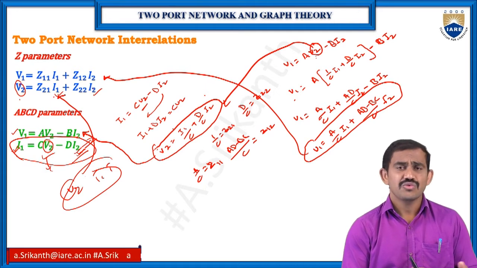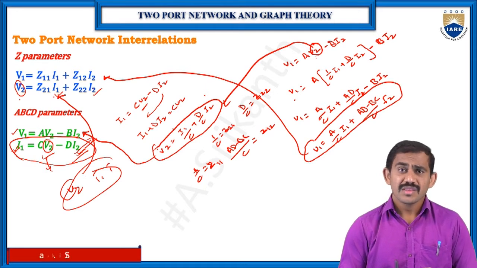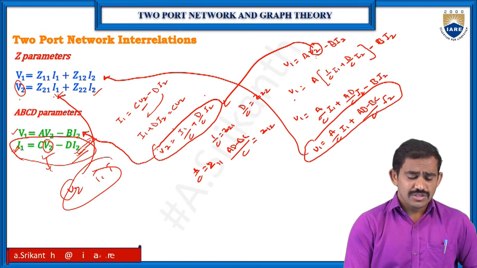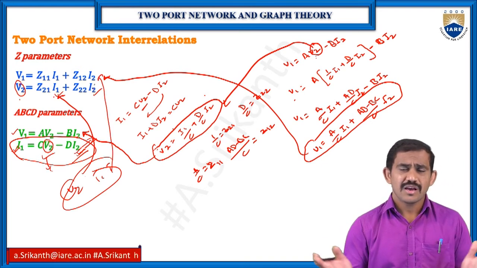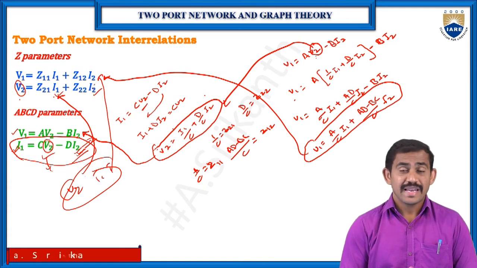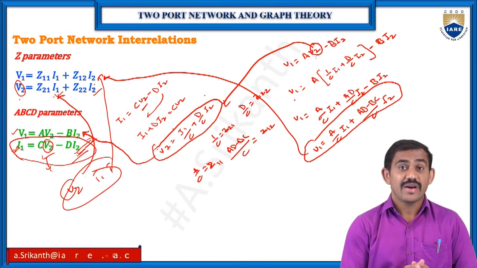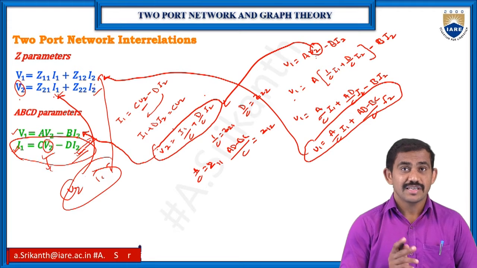So we have two parameters. Now that V2 value, substitute in your V1 equation. Then we have the remaining parameters values. So when I know ABCD values, I can find out Z parameters values. We'll check it now.